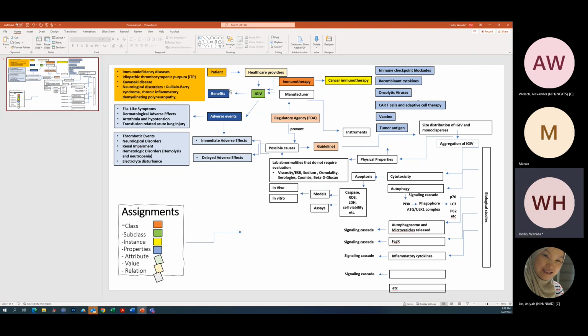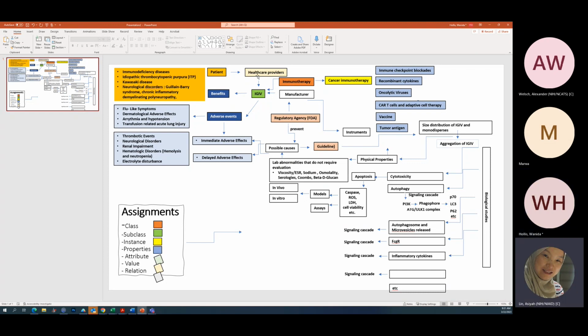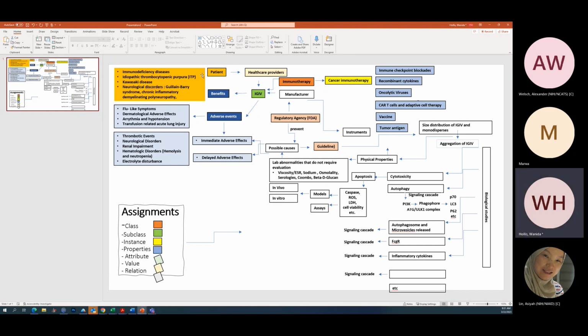For example, I'm not quite sure if we can classify this as a class, like the patient and healthcare providers here. Can different classes be together, or does it have to be one class? Patient comes to healthcare providers, but each has its own role, right? So patient is one class, healthcare provider is one class, or do we draw a line?